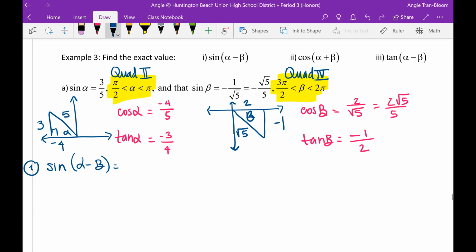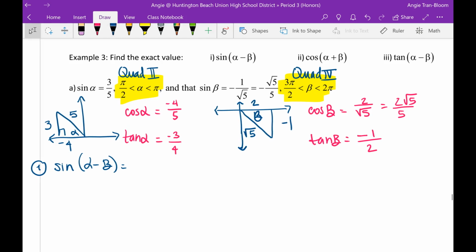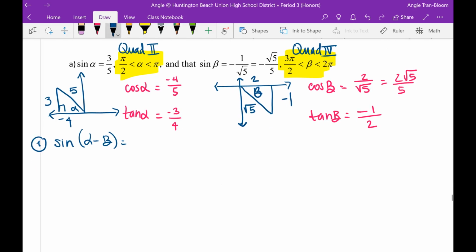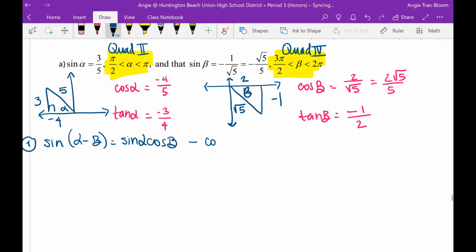Alexander, what's the identity for sine of alpha minus beta? Sine alpha times cosine of beta, minus cosine of alpha times sine of beta. Good. Someone confirm that for me? Good. Let's plug it in.